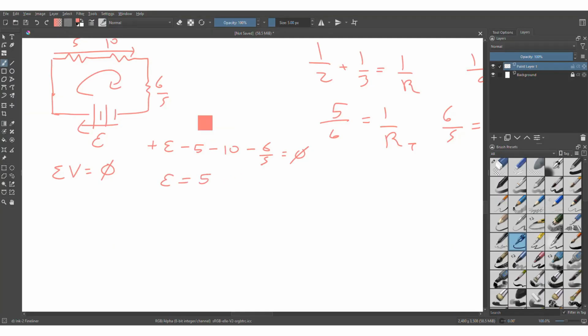Oh, whoopsies, forgot. I multiply everything by I. It's easy to make mistakes. 5I plus 10I plus 6/5. This works out to be 15, and this is 1 1/5, so it's going to be 16 1/5.